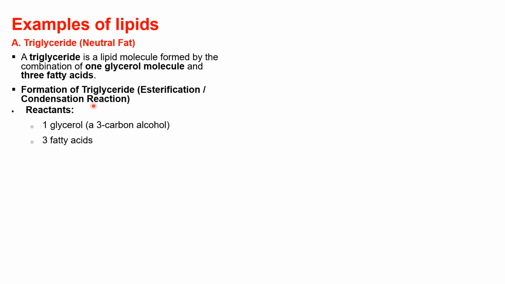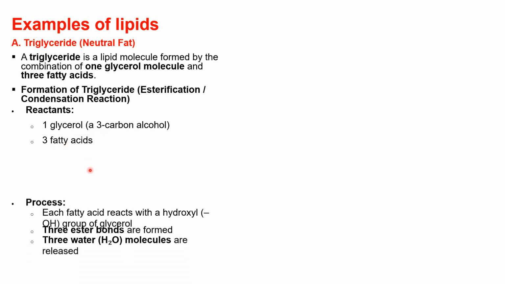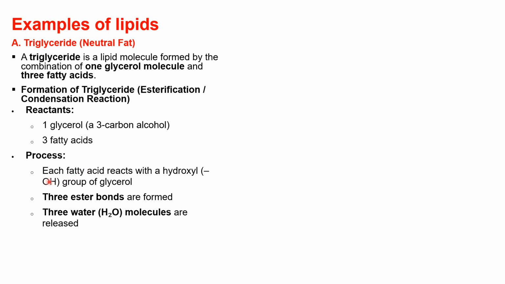The formation of triglyceride is by the process of esterification or condensation reaction, and the reactants are one glycerol, which is a 3 carbon alcohol, and 3 fatty acids. Each fatty acid reacts with a hydroxyl group of glycerol, and 3 ester bonds are formed. Also, 3 water molecules are released by this process.